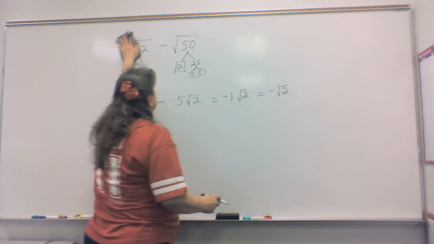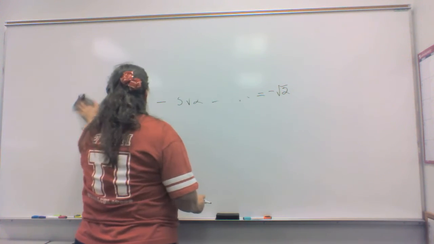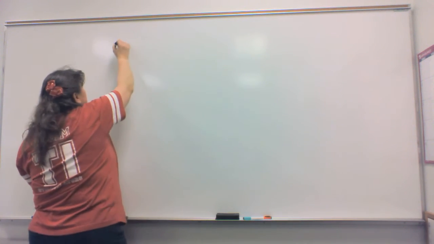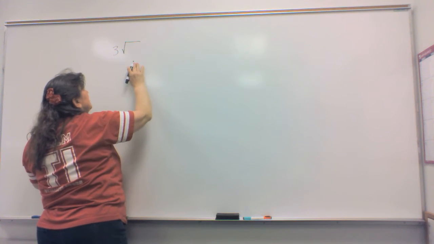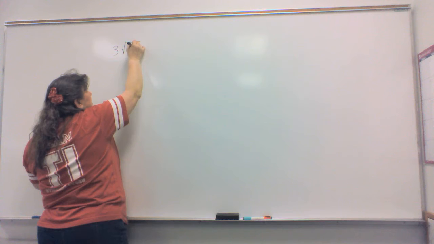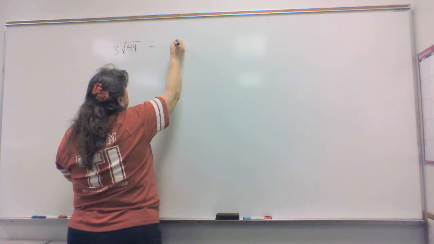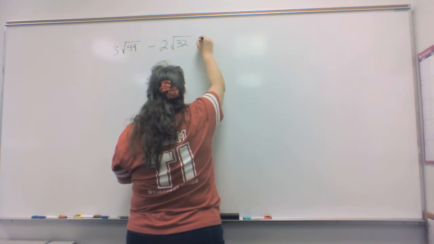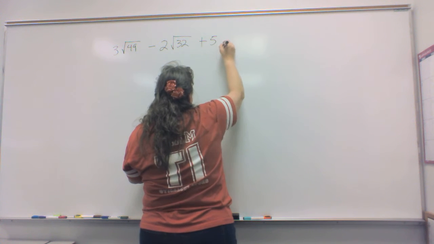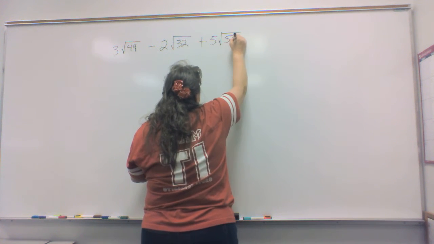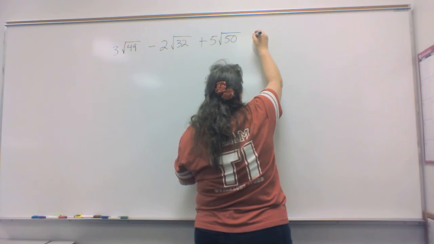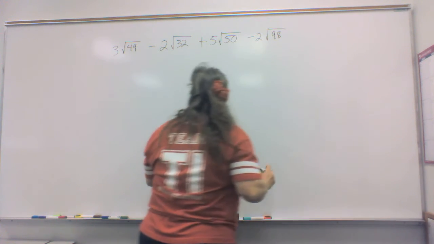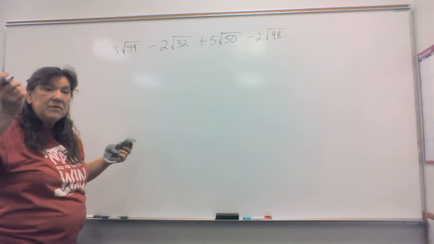So now let's look at ones, again, even more complex. Okay, how about this? 3 times the square root of 49 minus 2 times the square root of 32 plus 5 times the square root of 50 and minus 2 times the square root of 98. Okay, none of them are the same. None of them are like terms.